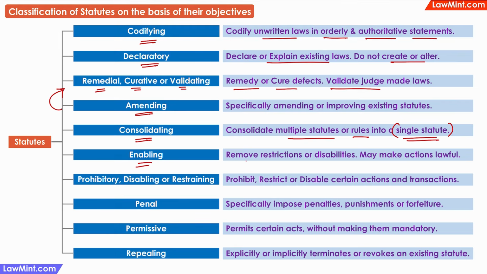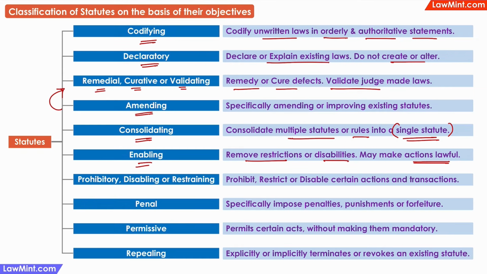Enabling statutes remove restrictions or disabilities. They may make certain actions lawful. They may create new powers or permissions for individuals, organizations, or government bodies. For example, the original Constitution had right to property as a fundamental right, which meant that the state could not take over private property easily.